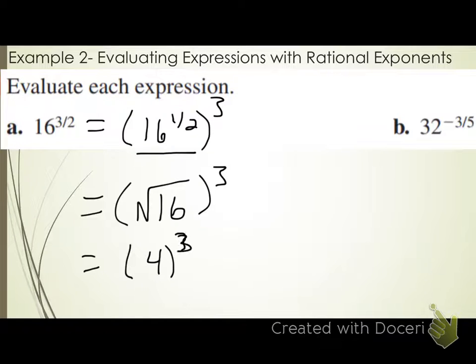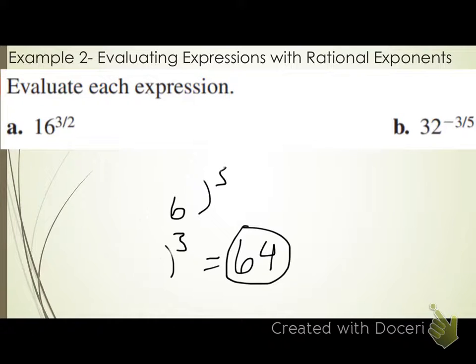And now I can evaluate what 4 to the third power is. 4 to the third is 64. 4 times 4 times 4. So letter A would be 64. So that's how we're approaching these types of problems. On your assignment, on problems like this, it's going to tell you to do it without a calculator. So I actually want you to do it without a calculator. Do not use a calculator on these types of problems.